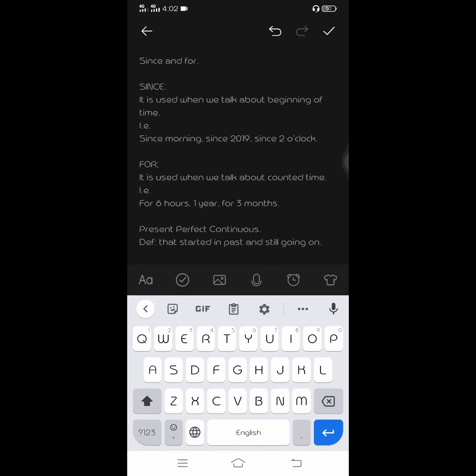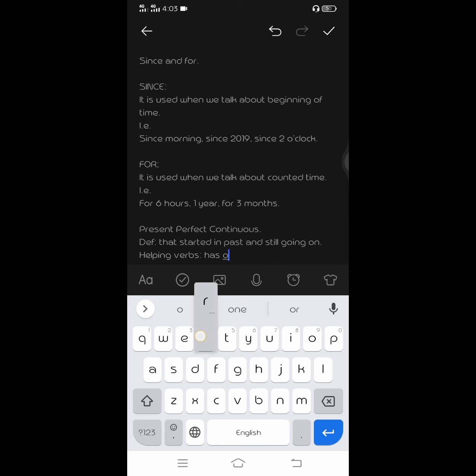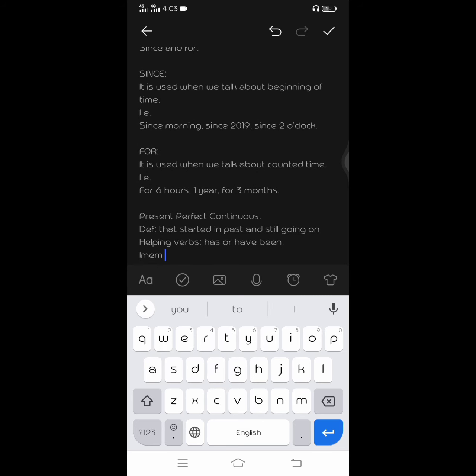वैसे it's not important कि since और for के बगैर आपका sentence complete नहीं है. Your sentence is still complete even if you do not use since and for, right? The helping verbs are has or have been. We use has with he, she, it and singular nouns, and have with I, we, you, they. So let's go for an example.